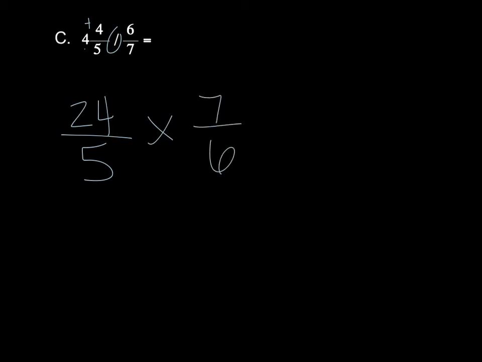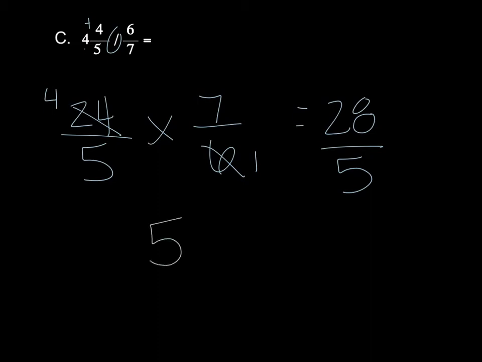Okay, I'm going to cross cancel because it makes multiplying so much easier. 6 goes into itself 1 whole time, and 6 goes into 24 4 times. Now I can just multiply. 4 times 7 is 28, and 5 times 1 is 5. Now my answer is an improper fraction, so I need to change it back to a mixed number. So 5 goes into 28, 5 whole times. 5 times 5 is 25. That gives us 3/5 left over.